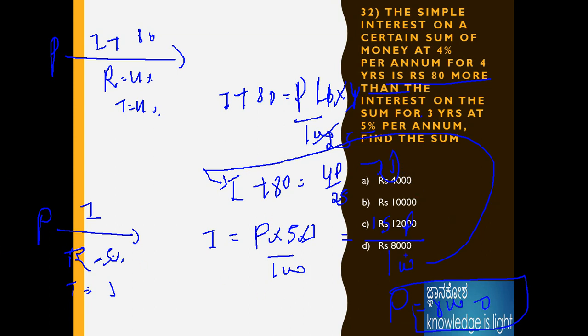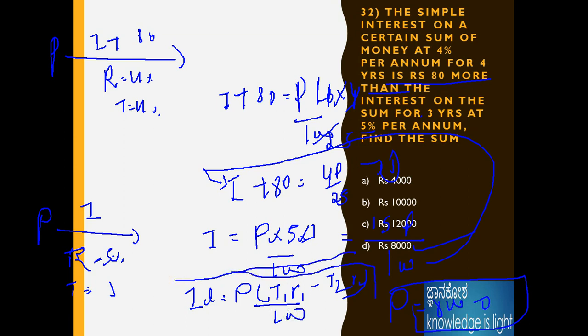Solve from your end. Or else, for the difference amount, we already know the formula: I difference is equal to P, which is equal to the difference in rate, (T1 R1 minus T2 R2) divided by 100. Or else use this formula. You can easily find out the answer.